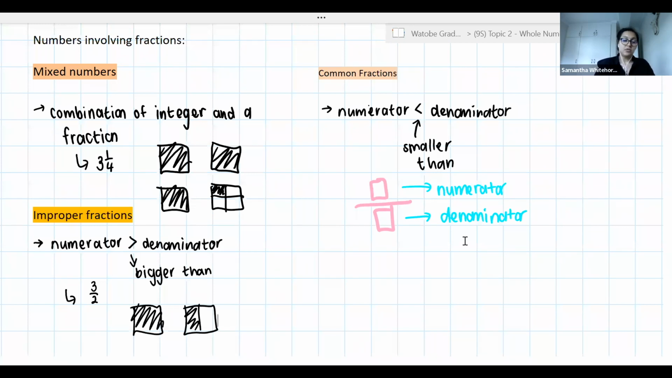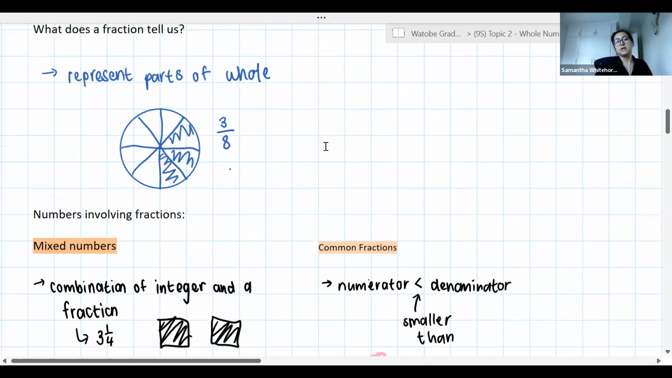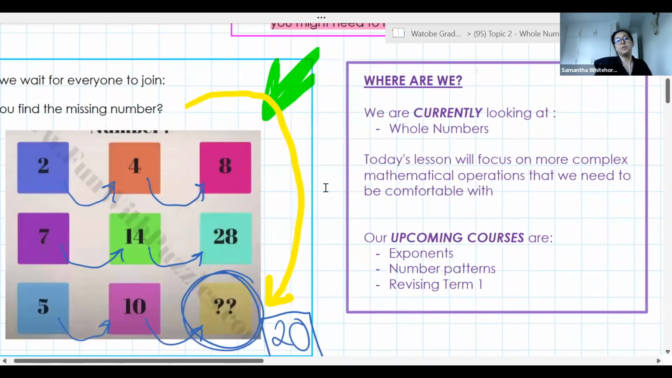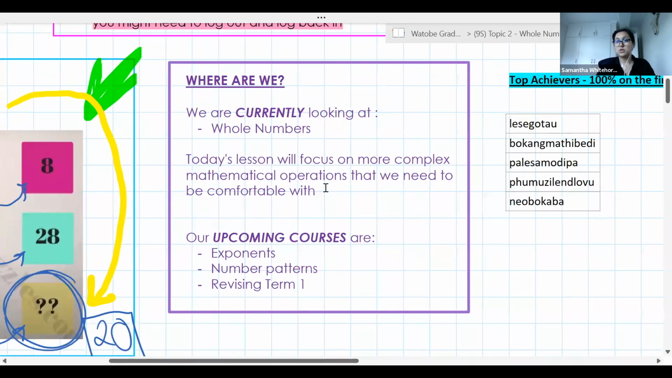I'm hoping you've taken your screenshots. I see a lot of questions about what we are doing, and I didn't point this out earlier, so I'm just going to point it out now quickly. In this purple block, you will see what course we're currently doing. So we're currently looking at whole numbers and integers. And so that is where we're at now.